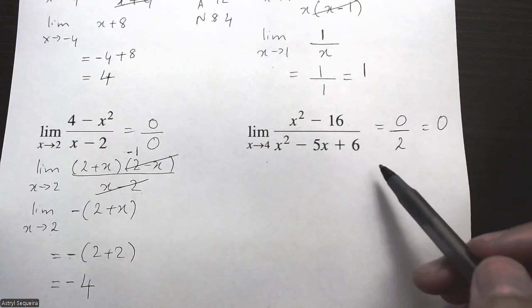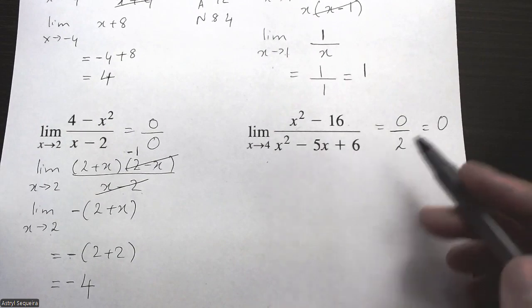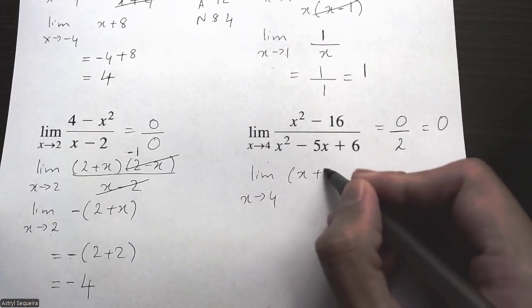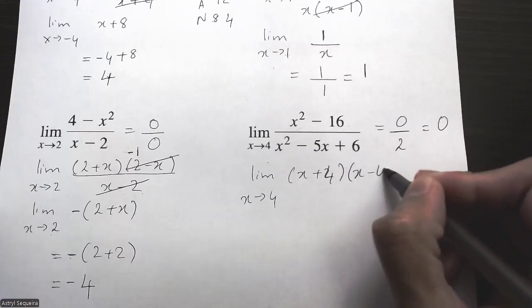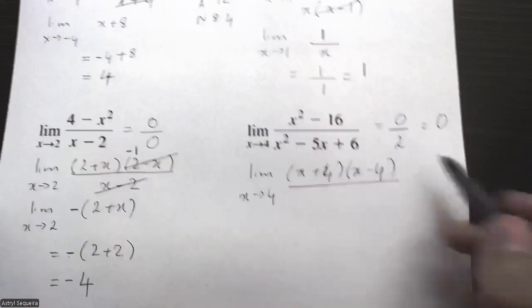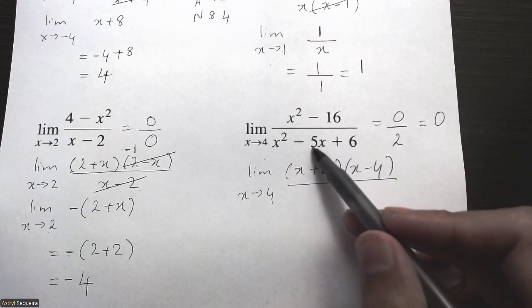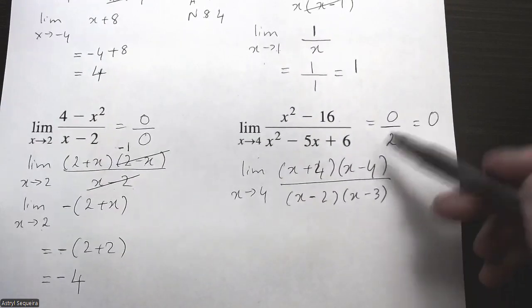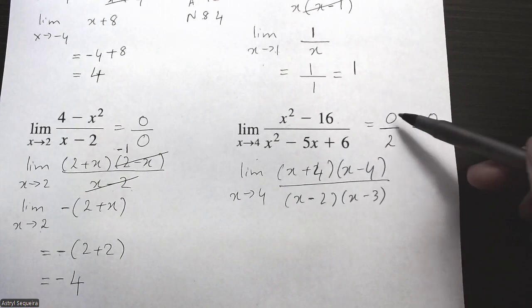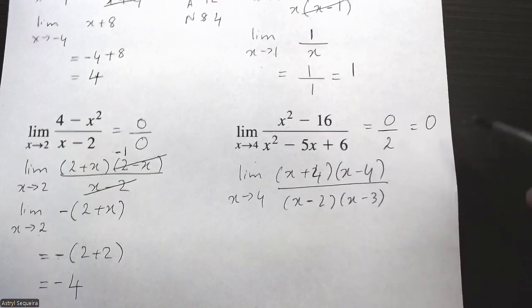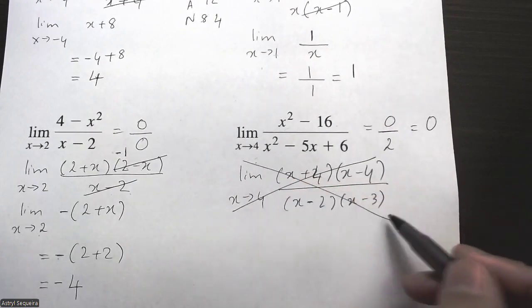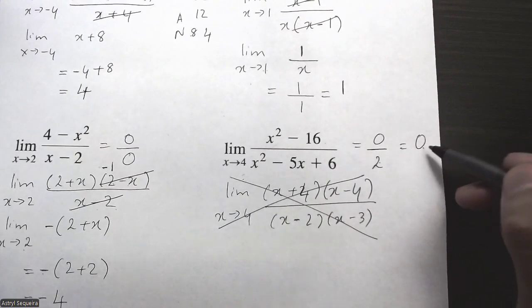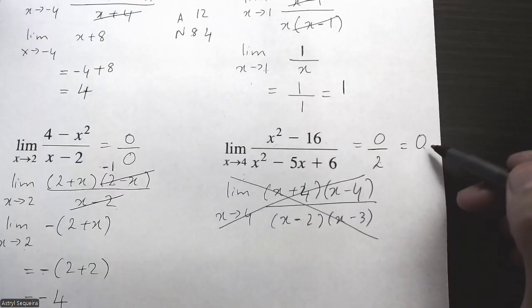So even though it looks like you have to factor this question over here, you don't have to factor it. If you factored it, let's see what would happen. X approaches 4. You have x plus 4 and x minus 4 on the top, difference of squares. On the bottom, that's a simple trinomial. What multiplies to 6 adds to negative 5? It's negative 2 and negative 3, but nothing cancels here. You only have cancellations if you have 0 over 0, which means you don't even have to factor in this question. The final answer is just 0 divided by 2, which is 0. So that's the solution for this question over here.